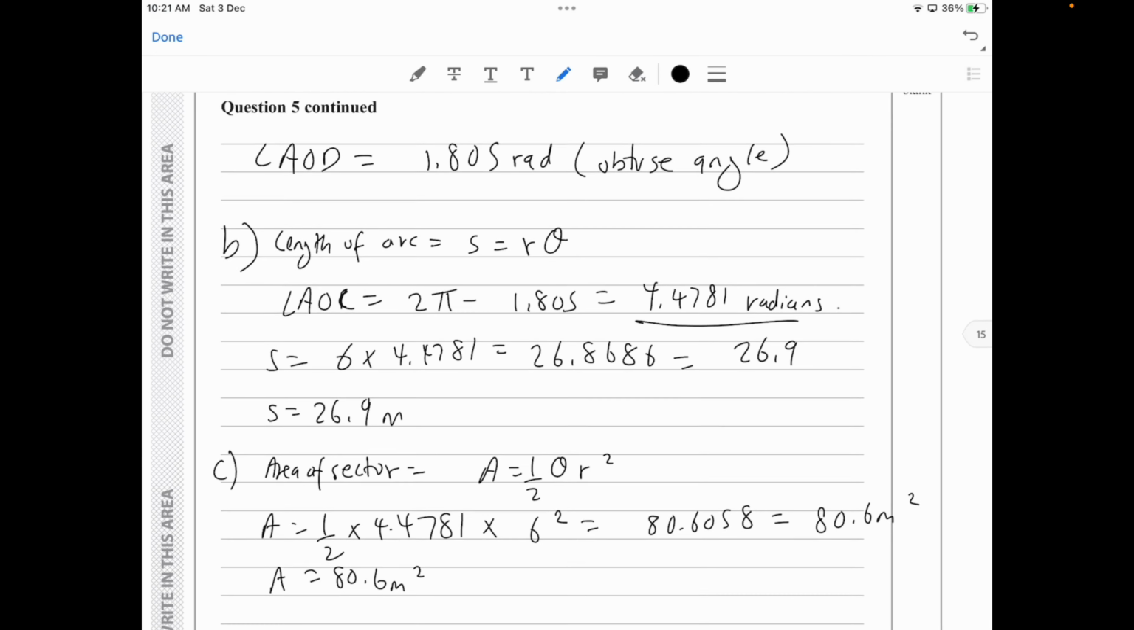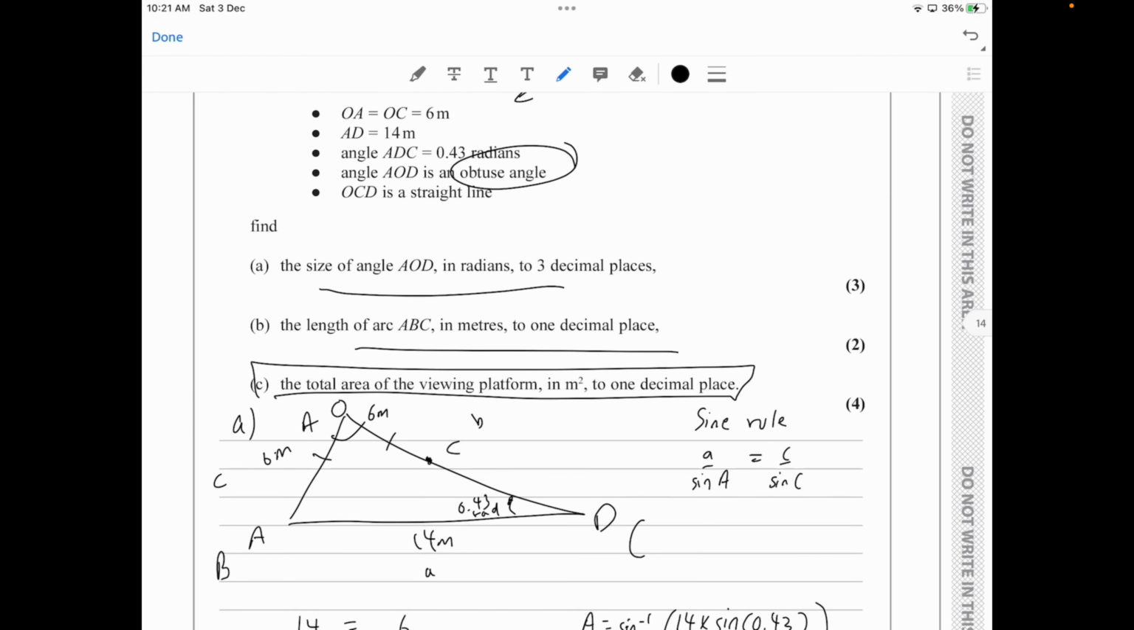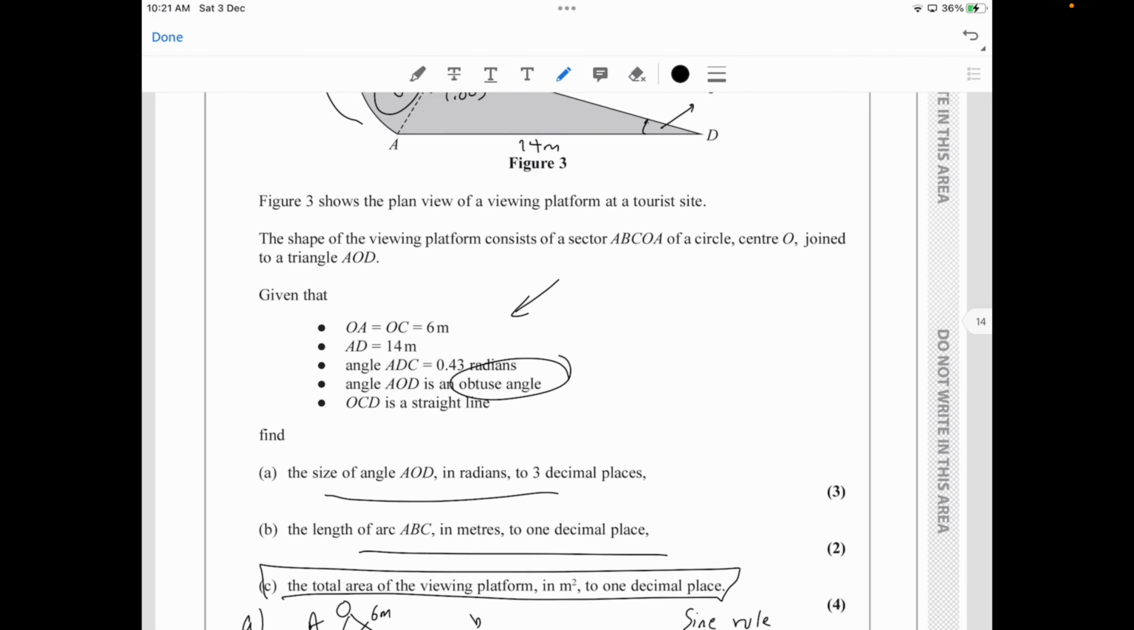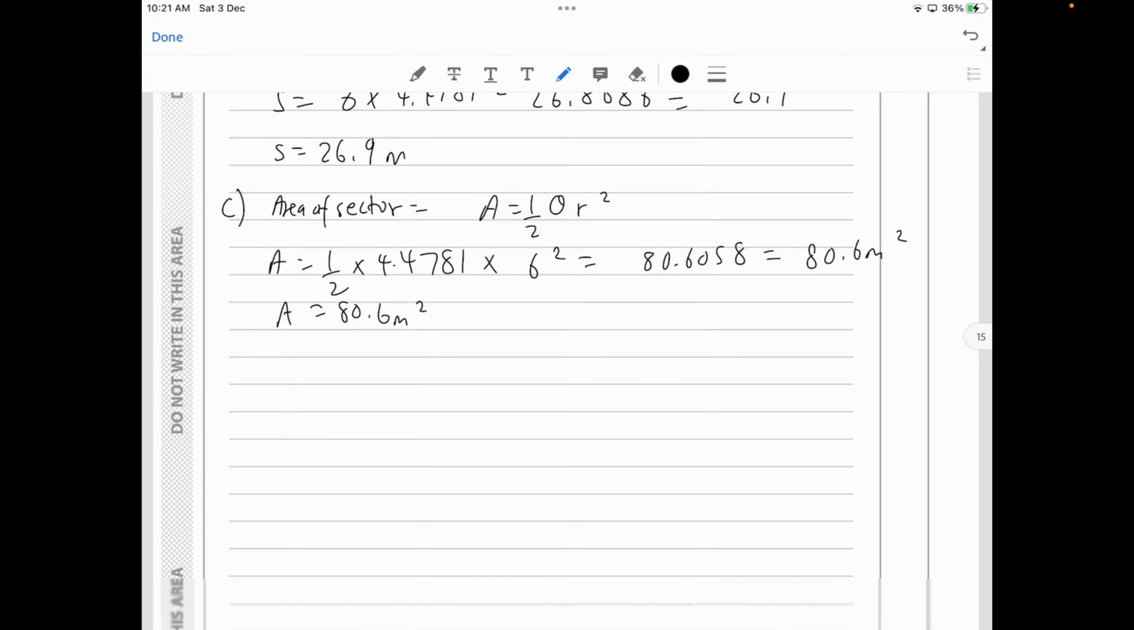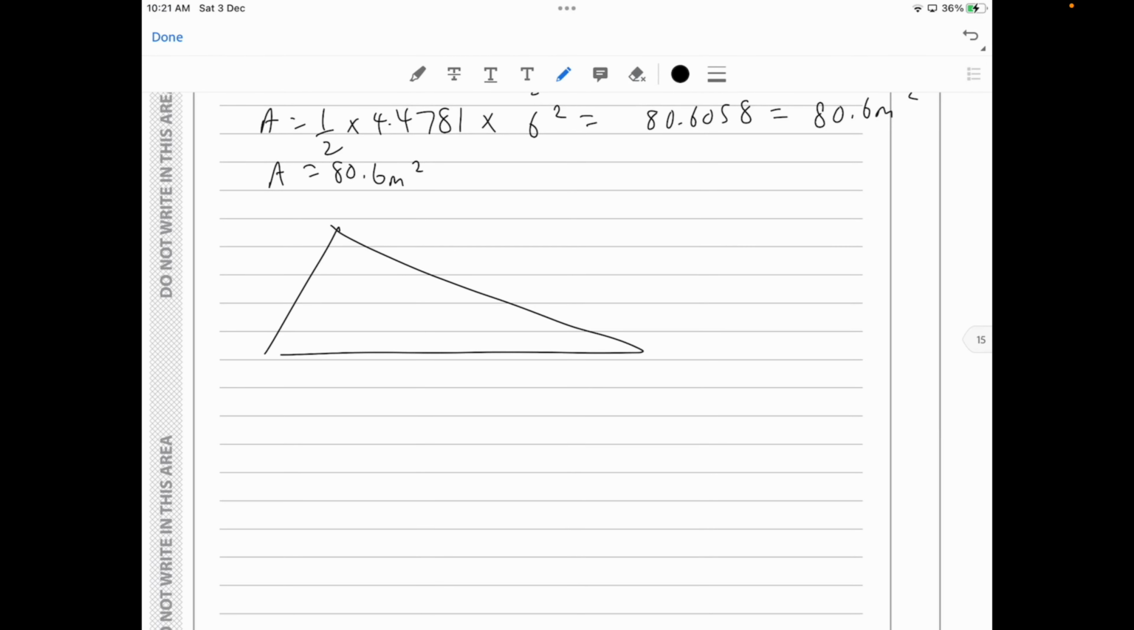Then we have to find out the area of this triangle. So we're going to use some rules of the area when dealing with sine and cosine rules. So I'm going to draw the triangle again, so we can draw a nice little diagram here. We know that this is O, this is point C, this is A, and this is D. We know that this is 0.43 rad. We know the angle of AOD now, 1.805 rad. Indirectly, we can find out that this is 6 meters and this is 6 meters, and this is 14 meters.